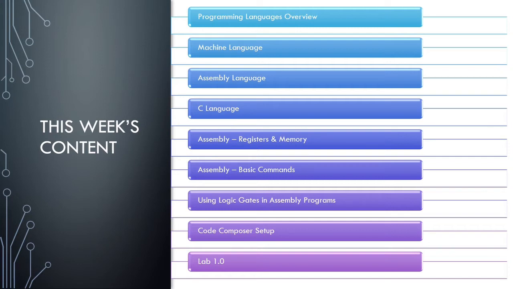We're going to talk about registers and memory. We talked about those in the last lecture, but now we're going to look at how those play into programming. And we're also going to take a look at some of the basic commands that you'll be using when you're programming in assembly language. And we'll also see how the logic gates that we discussed in the previous lecture are also used or can be used in assembly programs. After all of the lecture material, we will look at setting up Code Composer and we'll review Lab 1.